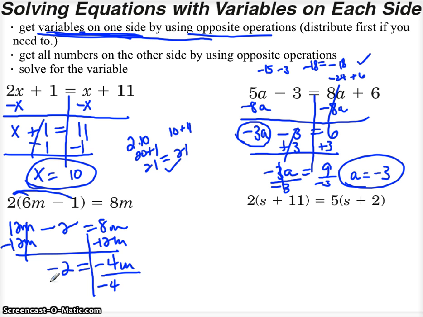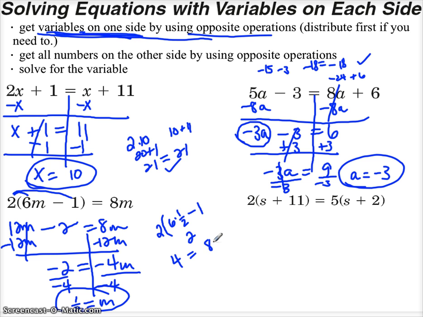From there, divide by negative 4. Negative 2 divided by negative 4 is 1/2. Equals m. To check that, 2 times 6 times 1/2 is 3. 3 minus 1 is 2. So 2 times 2, which is 4, should be the same as 8 times 1/2, and half of 8 is 4. So that does check.